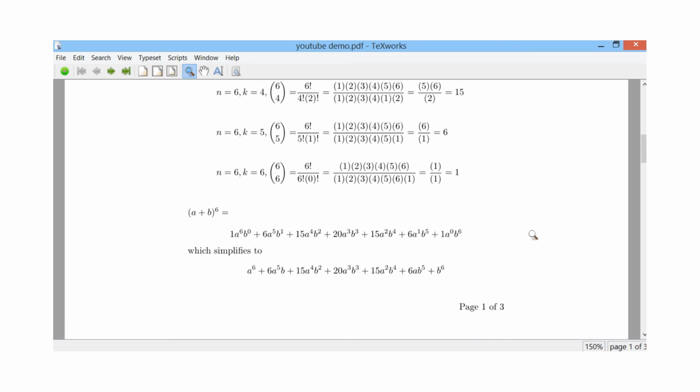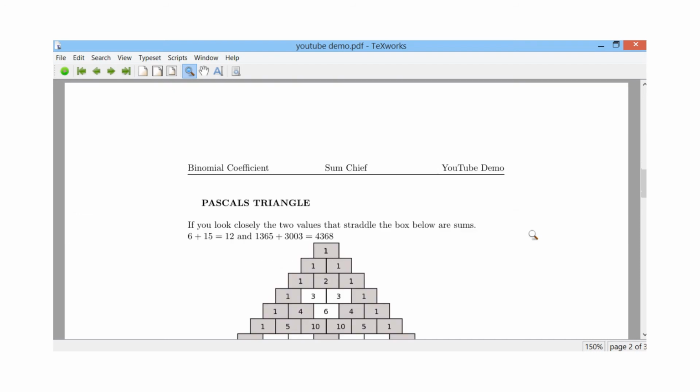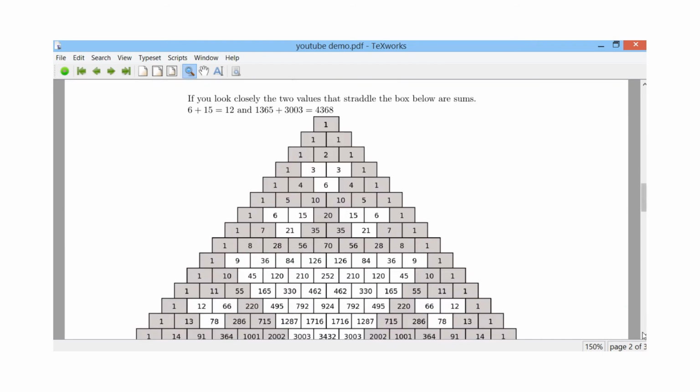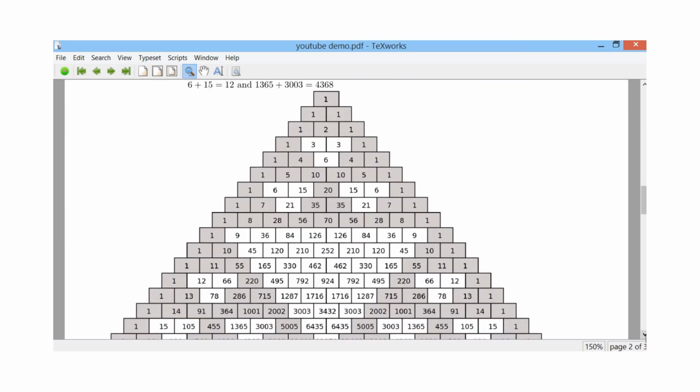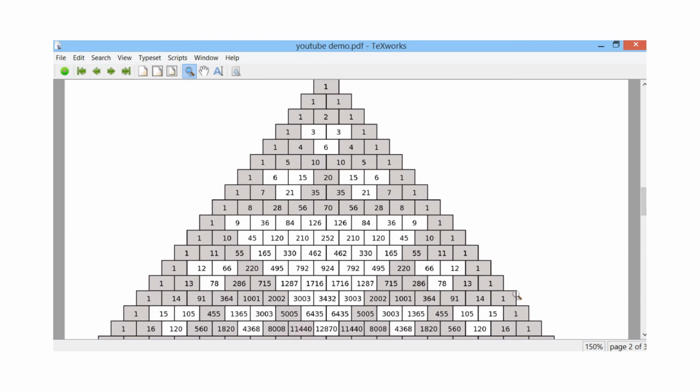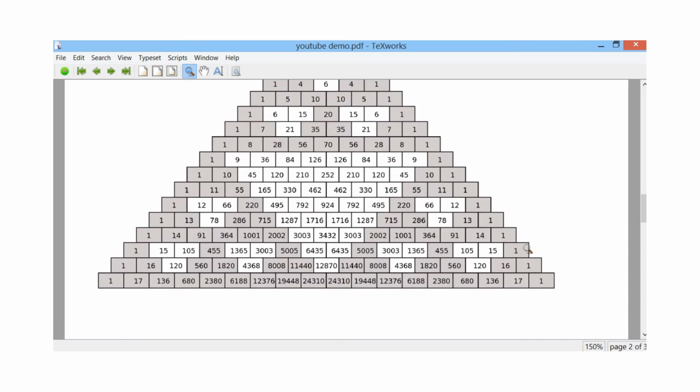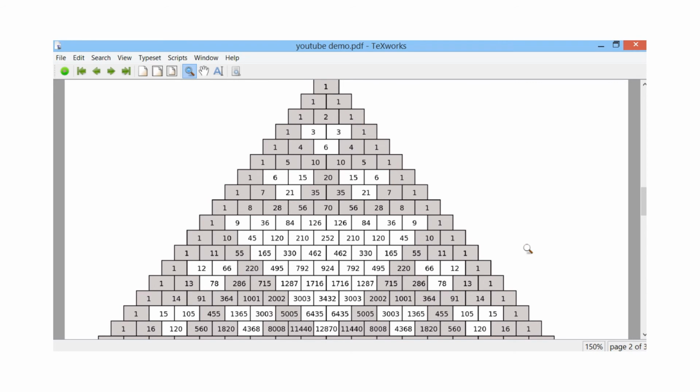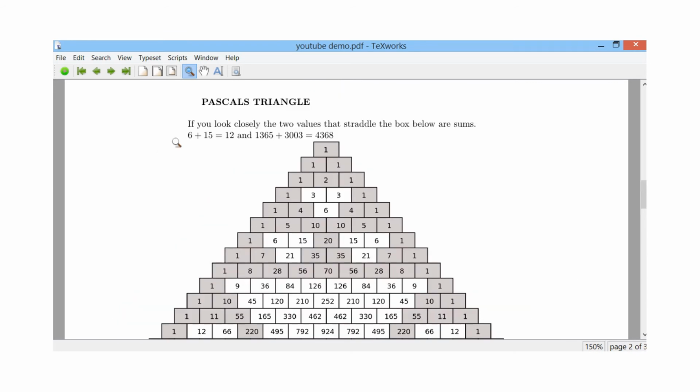Now what I'm going to show you is something called Pascal's Triangle, which is quite an interesting thing to look at. So here it is, all the way up to 17. That's what it looks like. To explain how this is made, if you look closely, the two values which straddle the box above make the box below.